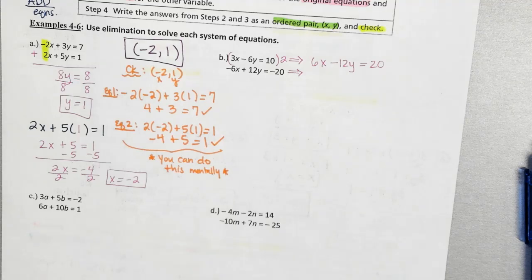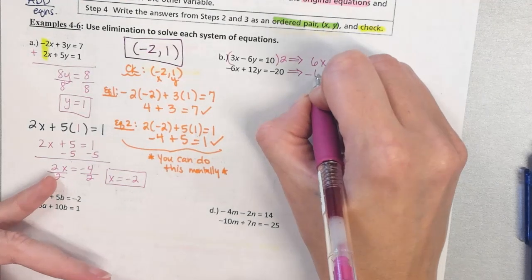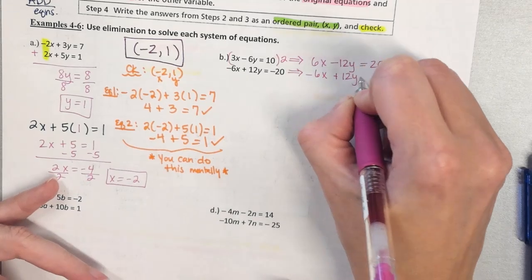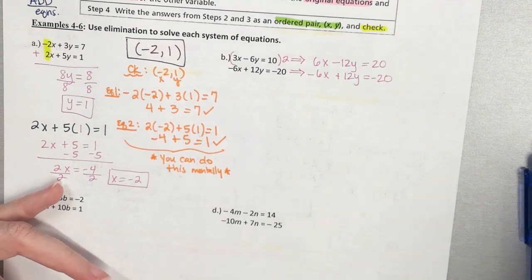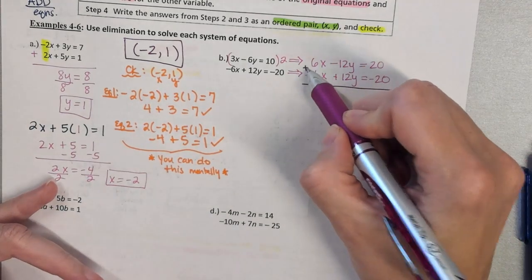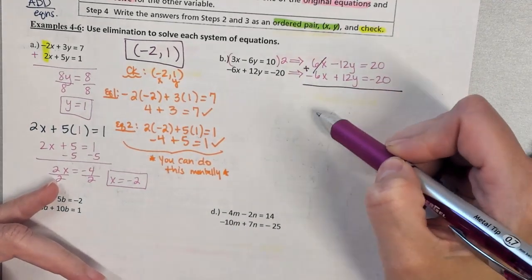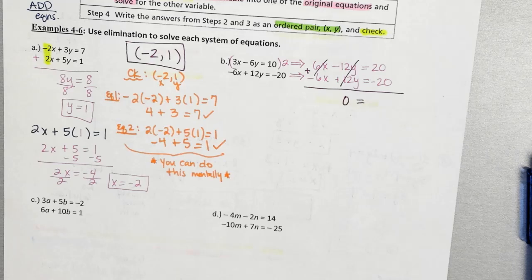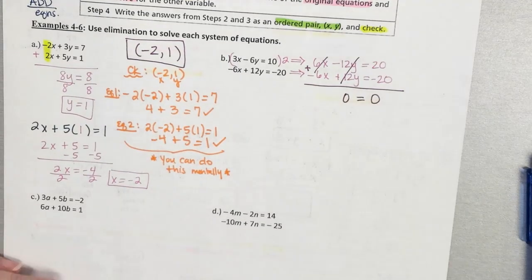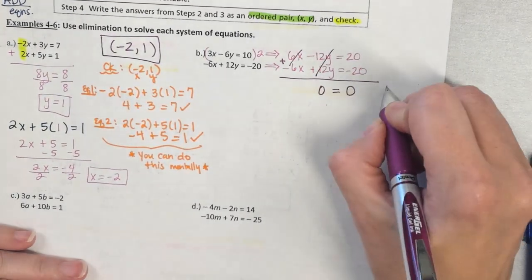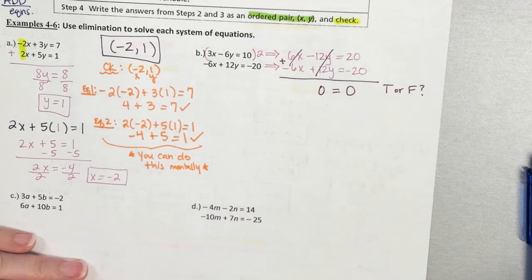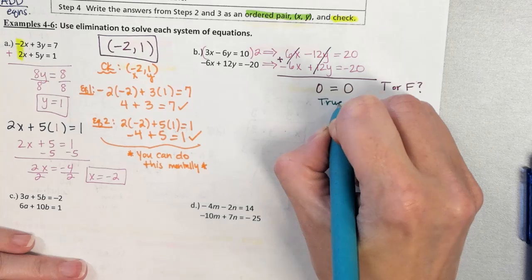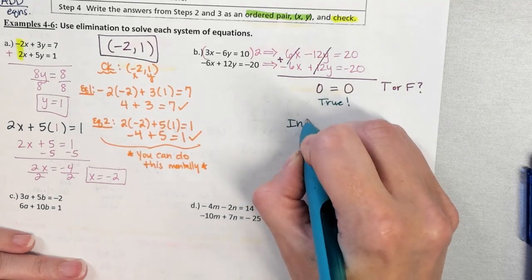Okay, so 6x minus 12y equals 20. And then here, you may have already noticed something interesting is going to happen. When you add them, 6 minus 6 is 0, right? -12 plus 12 is 0. So we need to write 0 on this side. Don't just write nothing. Make sure you write 0 here, and then 20 minus 20 is 0. So just like we did before, all we have to ask ourselves is: is this true or false? It is true. So if it is true, your solution is infinitely many solutions.